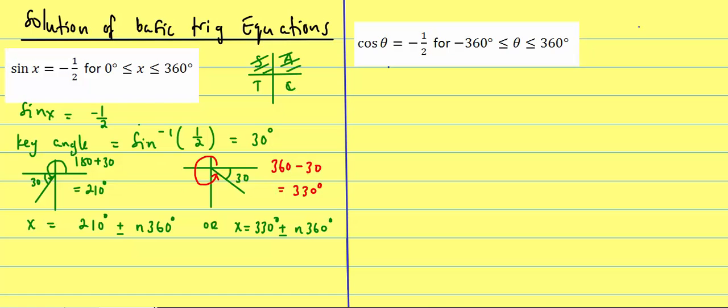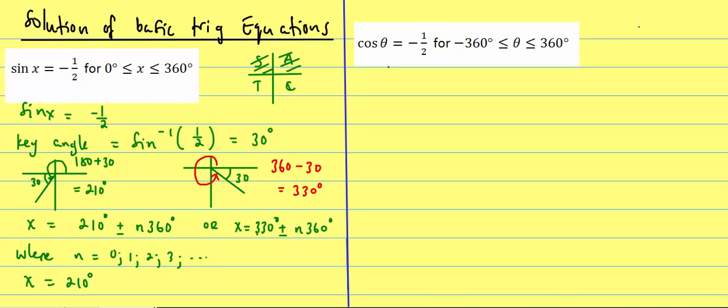Now to find these specific solutions from 0 to 360 degrees, I need to add here that n is equal to 0, 1, 2, 3 and so on. Now to find the specific values of x, I'm going to substitute different values of n in this general solution. So for instance, when n is equal to 0, x is going to be equal to 210 degrees plus or minus 0 times 360. That just gives me 210 degrees.